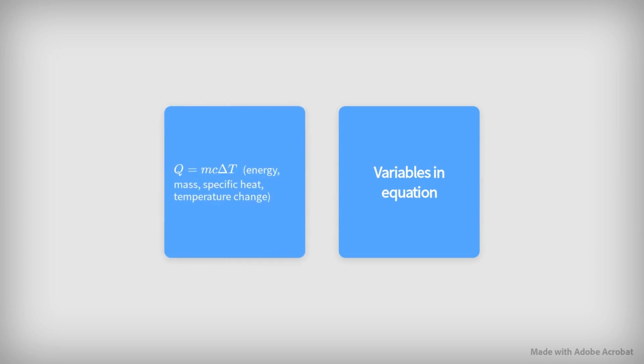The heat transfer formula, Q = m × C × ΔT, shows how the amount of heat energy depends on mass, specific heat, and temperature change. The variables in the equation are Q for heat energy, m for mass, C for specific heat, and ΔT for temperature change.